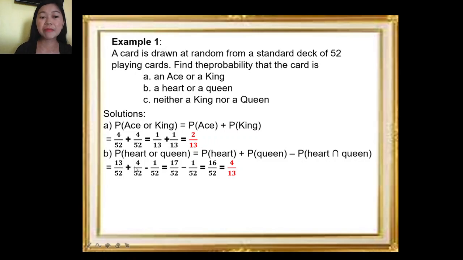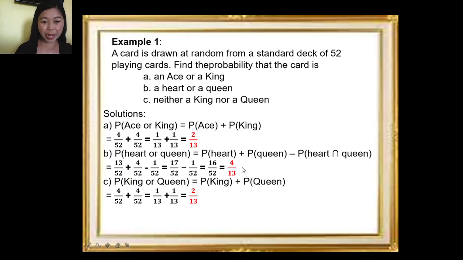Meaning, 13 plus 4 is 17 minus 1. So we have 17 over 52 minus 1 over 52. The answer is 16 over 52. And to simplify this, the numerator and the denominator are divisible by 4. So 16 divided by 4 is 4 and 52 divided by 4 is 13. So the answer for letter B is 4 over 13. Again, yung 1 over 52 is the probability of the intersection of heart and queen. Okay, kasi meron tayong queen of hearts na isa.